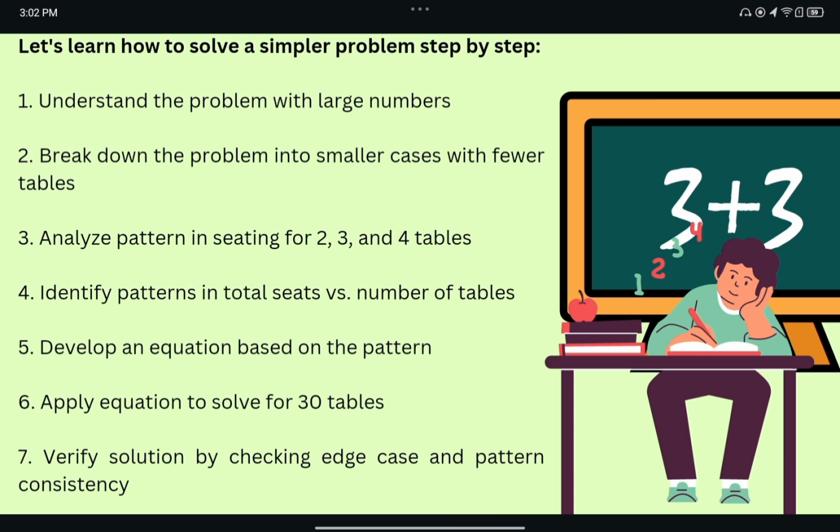So let's learn how to solve a simpler problem step by step. Number 1, we should understand the problem with large numbers. 2, break down the problem into smaller cases with fewer tables. 3, analyze pattern in seating for 2, 3, and 4 tables. 4, identify patterns in total seats versus number of tables. Number 5, develop an equation based on the pattern. Number 6, apply equation to solve for 20 tables. And number 7, verify solution by checking edge case and pattern consistency.